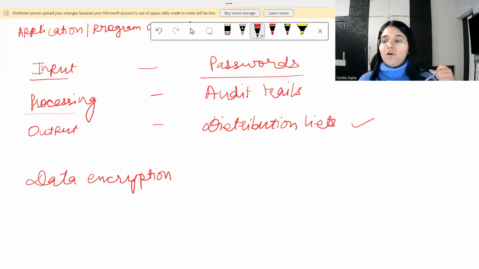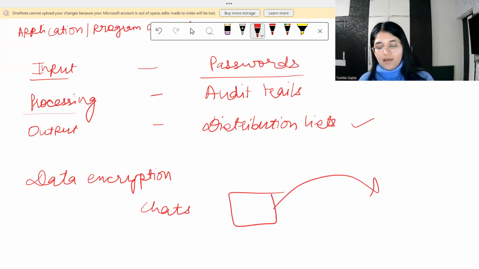It is the technique of changing the form of your information to preserve its confidentiality. That means that the chats that you have on WhatsApp are converted into some other language while they are being stored, so that it is in a format where no one else can read it, and the confidentiality of your data remains preserved. So this is what we mean by data encryption. It is a change in the form in order to preserve the confidentiality.